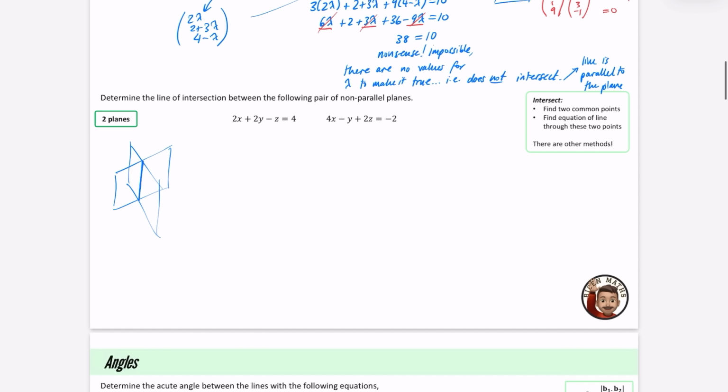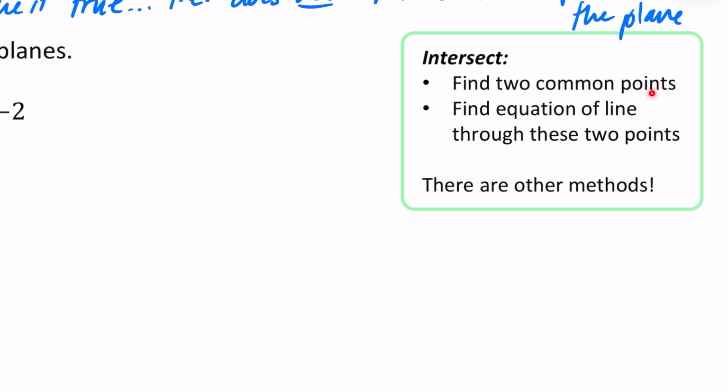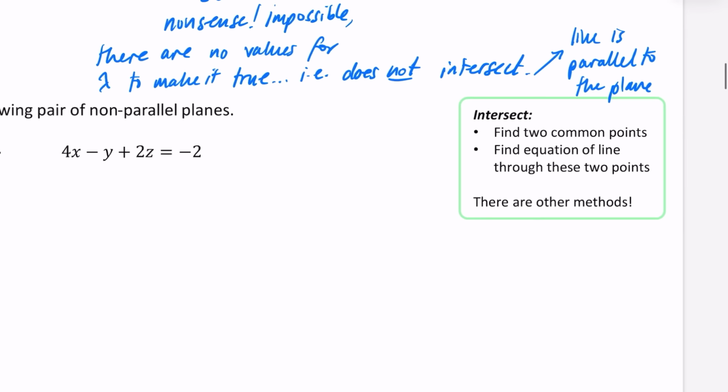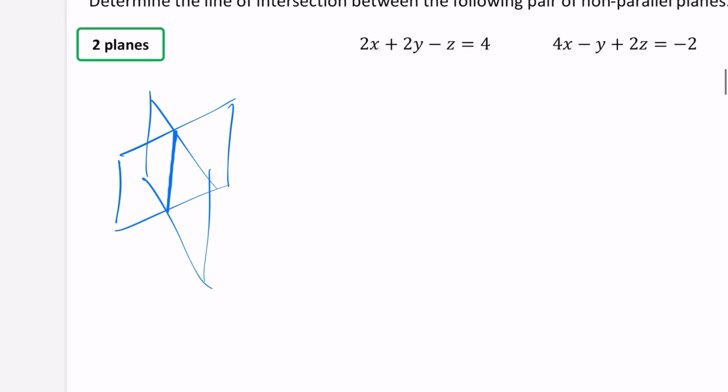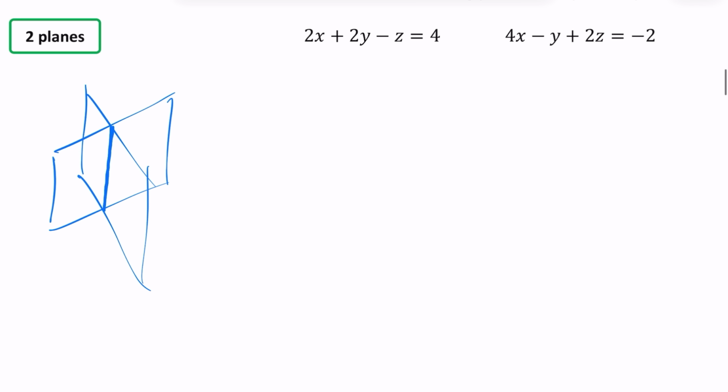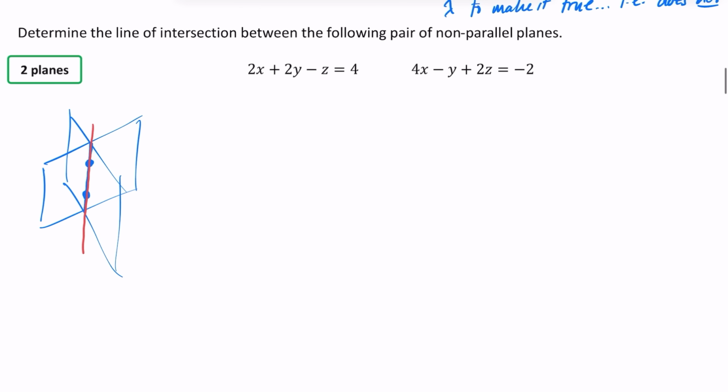The way I like to do this is you simply find 2 common points. A point that needs to be on both planes, you just do that twice, and you just find the equation of the line through these 2 points. There are other methods, but I will not be showcasing them here. So the aim is to find a point that is on both planes. You can see visually it's on both planes. Another point that is visually on both planes. And then you just find the equation of the line through them, just like we did in the very first example.